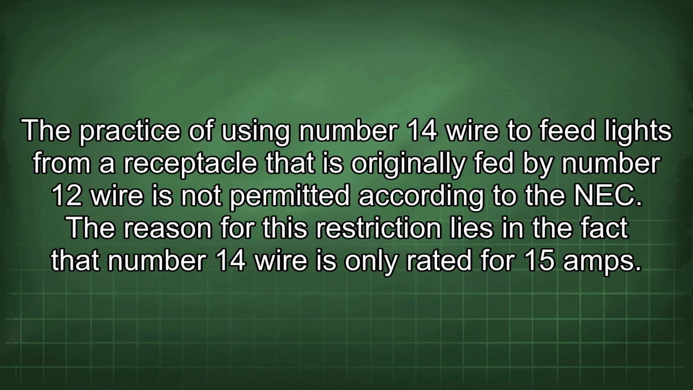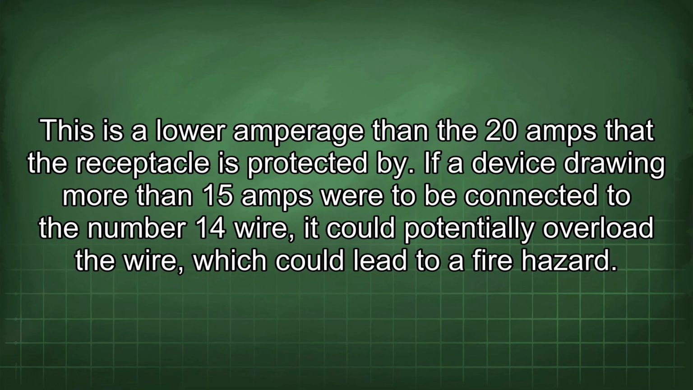The practice of using number 14 wire to feed lights from a receptacle that is originally fed by number 12 wire is not permitted according to the NEC. The reason for this restriction lies in the fact that number 14 wire is only rated for 15 amps. This is a lower amperage than the 20 amps that the receptacle is protected by. If a device drawing more than 15 amps were to be connected to the number 14 wire, it could potentially overload the wire, which could lead to a fire hazard.